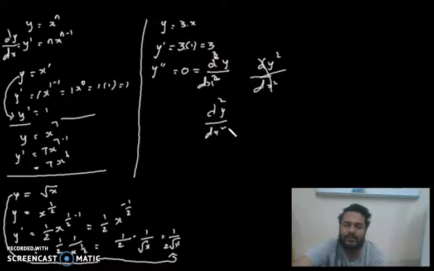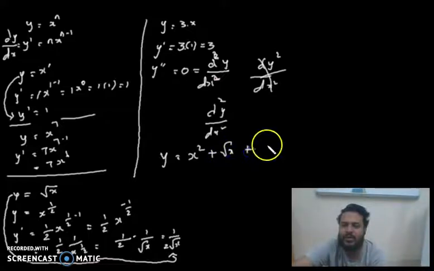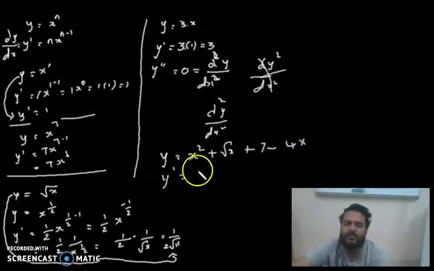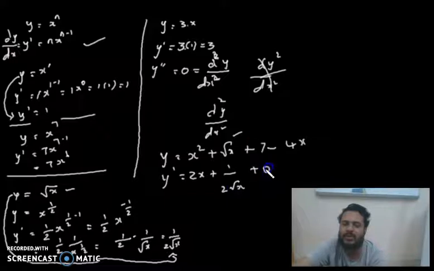And with this, let me go back to another example quickly. y is equal to x^2 plus the square root of x plus 7 minus 4x. So y' becomes, for x^2, use this rule, so it is 2x. Square root of x, we know the answer, 1 by 2 times the square root of x. 7 becomes 0, minus 4 into the derivative, which is 1.